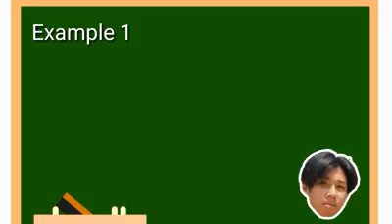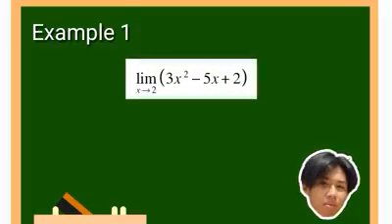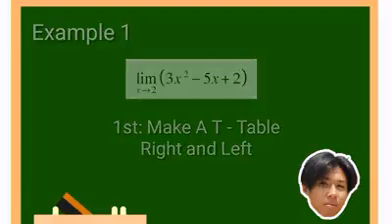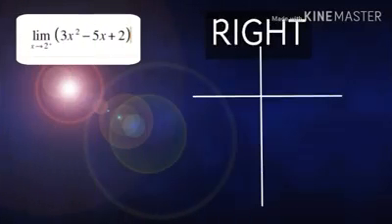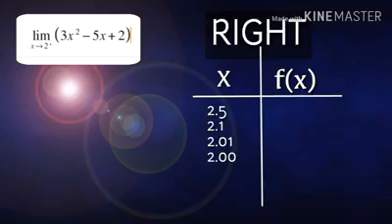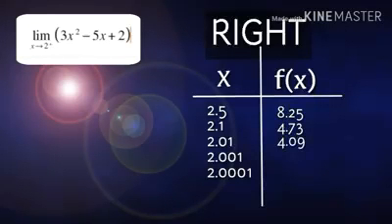Here are some examples. Example number 1. Limit of 3x squared minus 5x plus 2 as x approaches 2. First, make a t-table from the right and from the left. From the right, we can see here that as our x from the right gets closer and closer to 2, our f of x or y gets closer and closer to 4.